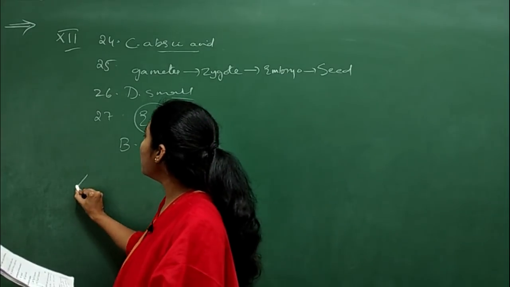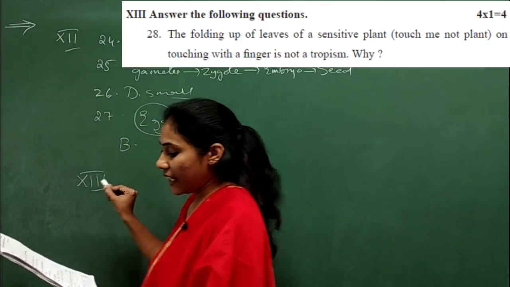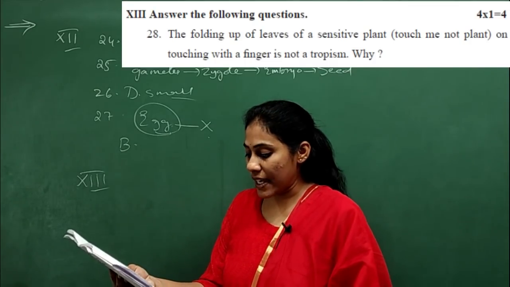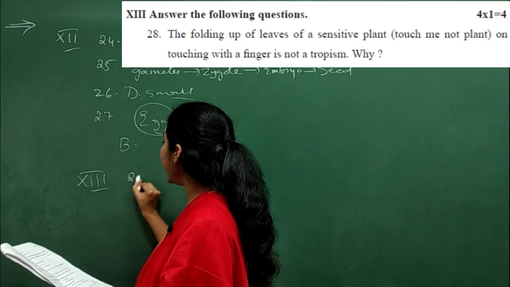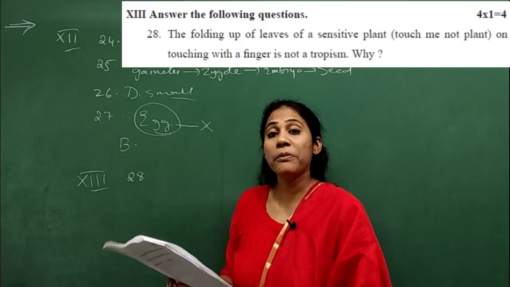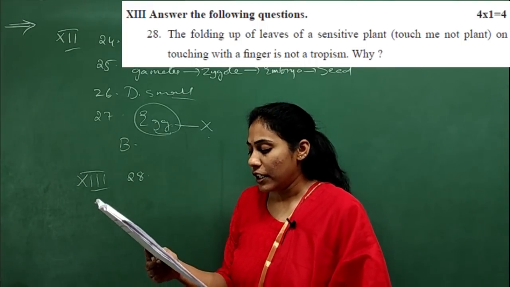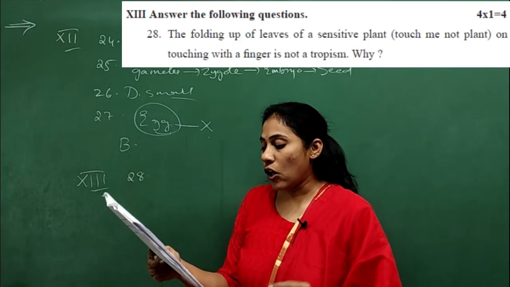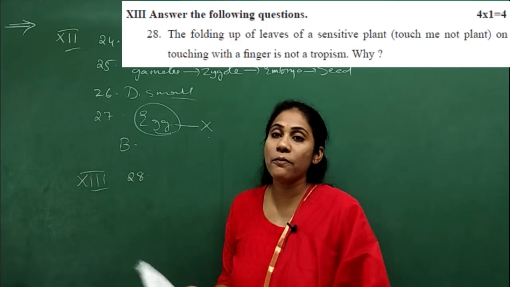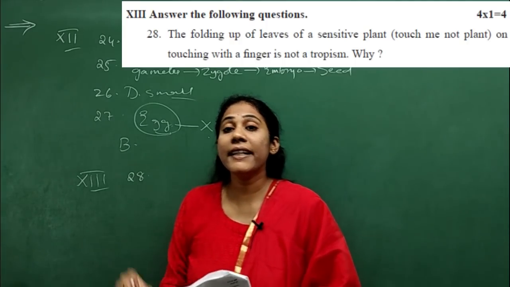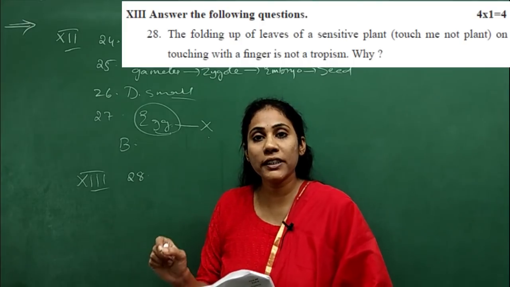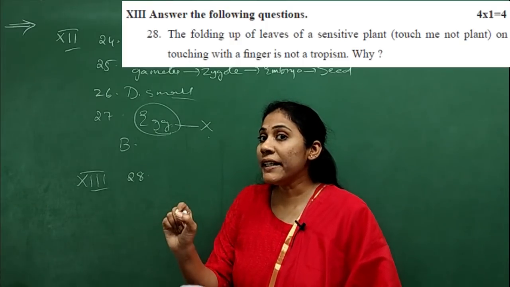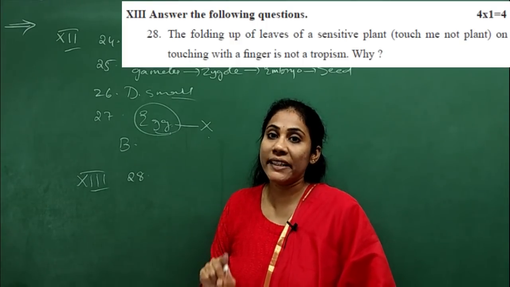And now coming to 13th main, where you have 1 mark questions. There are 4 one-mark questions. So let's look at the 28th question from the chapter Control and Coordination. The folding up of leaves of a sensitive plant, that is the touch me not plant, on touching with a finger is not a tropism. Why? What do you mean by tropic movement? It is a directional movement or growth dependent movement, isn't it? In the touch me not plant, the movement is non-directional.